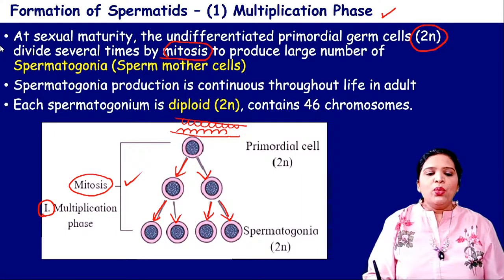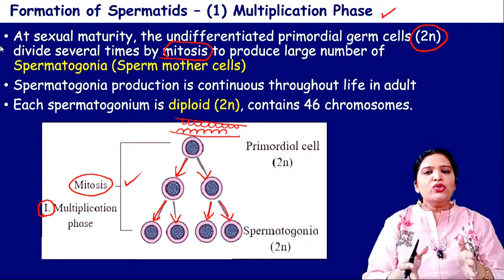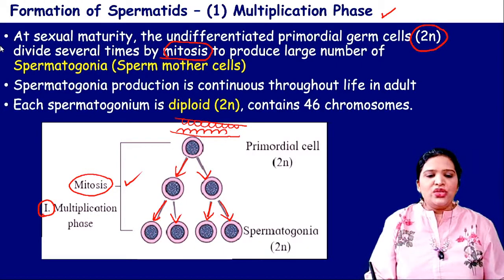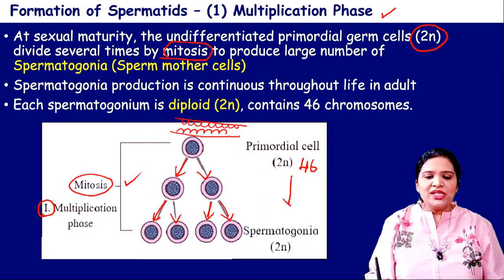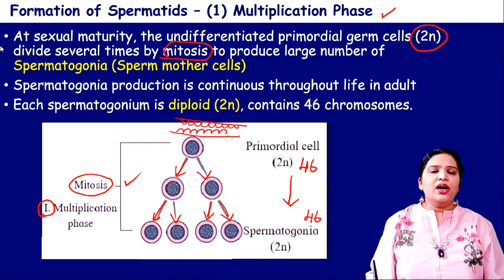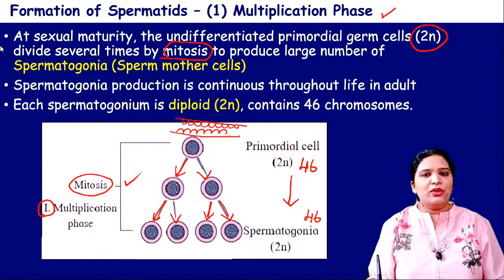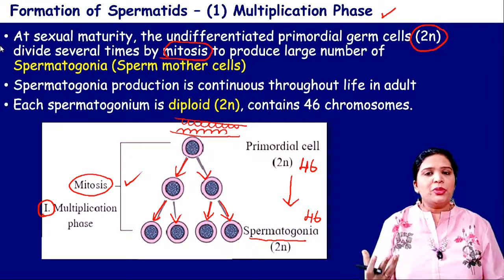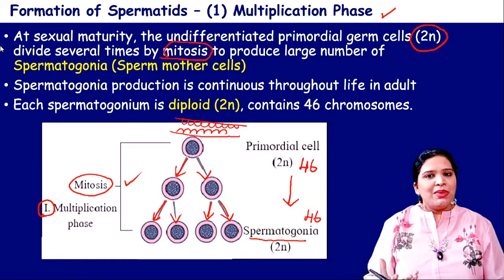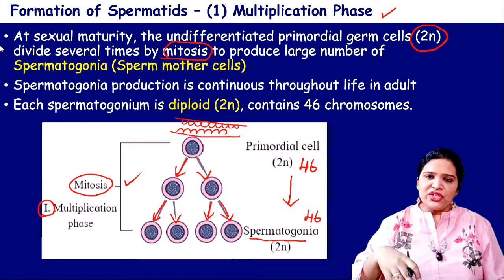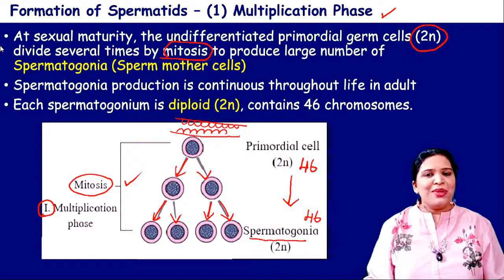So what happens during mitosis? The chromosome number is retained. The primordial germ cell has 46 chromosomes, so after this mitotic cell division, all the spermatogonia also have 46 chromosomes. Okay, no change in the number of chromosomes. These cells are called spermatogonia. Spermatogonia means sperm mother cell. So far it was called primordial germ cell. After multiplication they become spermatogonia.